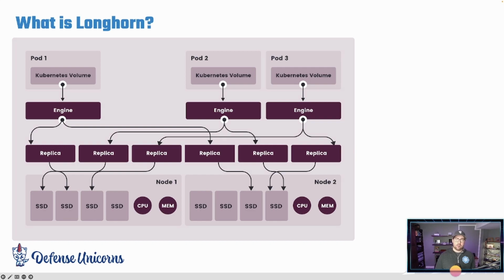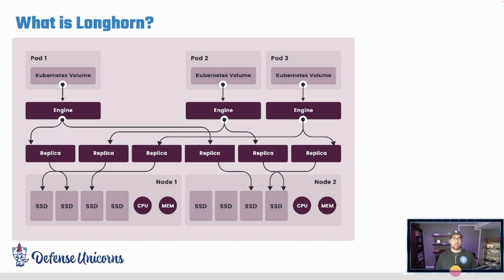You have this Longhorn engine that creates Longhorn volumes. So a Longhorn volume is a Kubernetes volume, the engine, and a set of replicas. In this example here, we have this Kubernetes volume in pod 1. The data flows through the engine to replicas, both on node 1 and node 2, that are stored on the hard drives. This is essentially how Longhorn works.